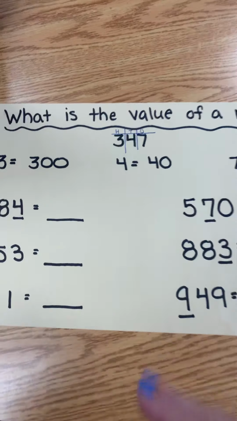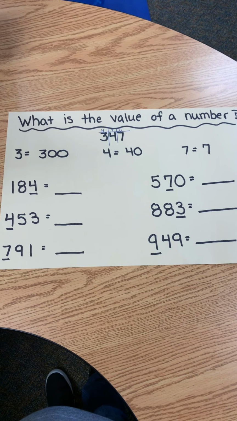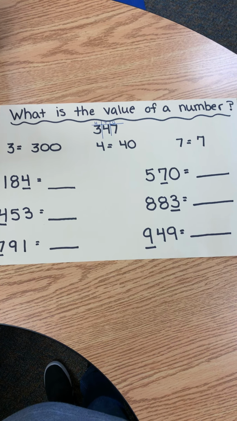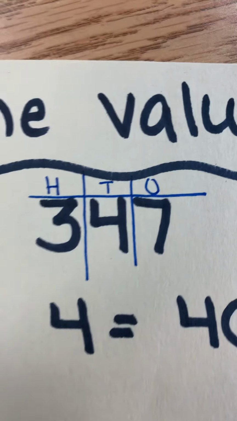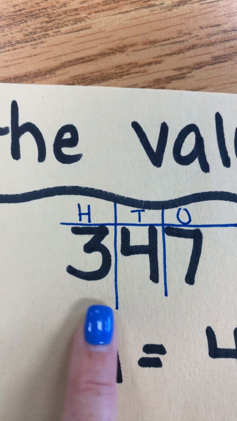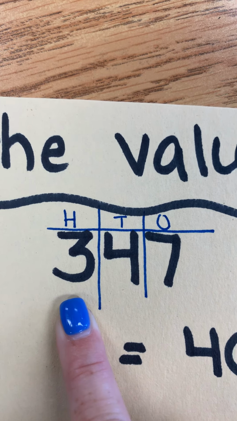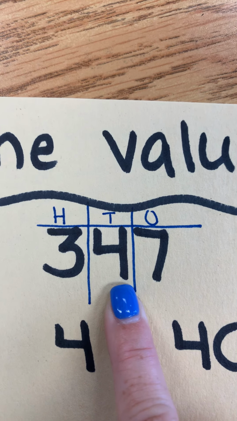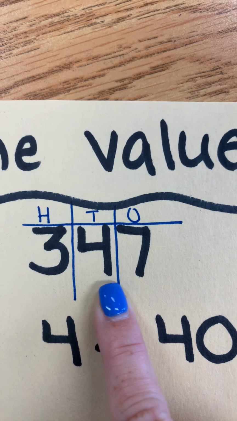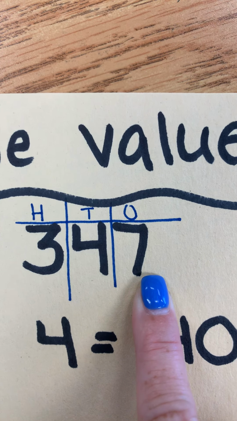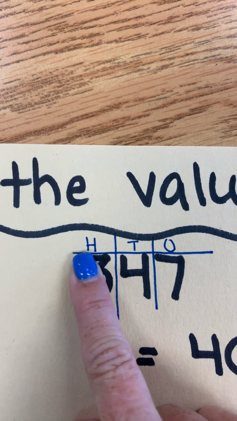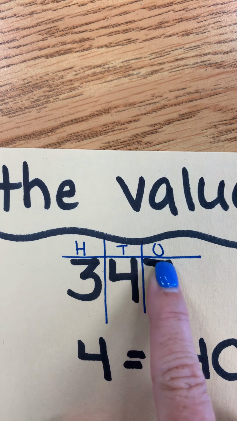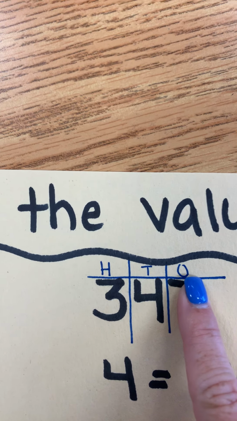Now, I'm going to move over to our chart here, and we are going to talk about what is the value of a number. So I have the number 347 written here. Okay, let me zoom in on it. So 347. The 3 is in the 100 spot, which represents 300. The 4 is in the 10 spot, which represents 40. And the 7 is in the 1 spot, which represents just a single digit, 7. And so I kind of labeled my chart here. The H stands for hundreds, the T tens, and the O is ones.